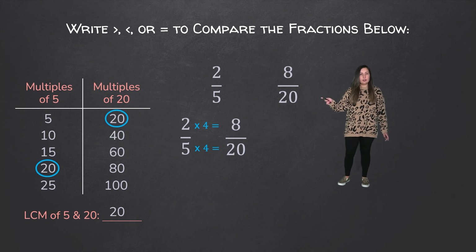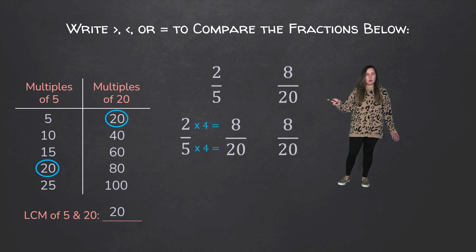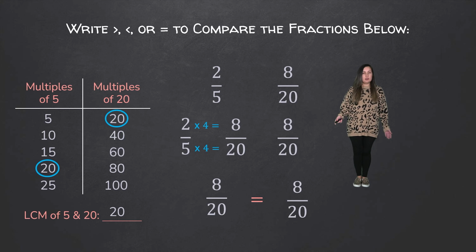Now, 8 over 20 already has a denominator of 20, so we could just rewrite it as it is. And now that both our fractions have the same denominator, we could compare. So we have 8 over 20 and 8 over 20, and those are equivalent to each other. So that means that 2 over 5 is equivalent to 8 over 20.